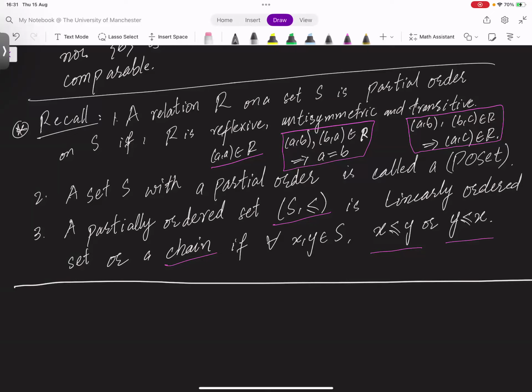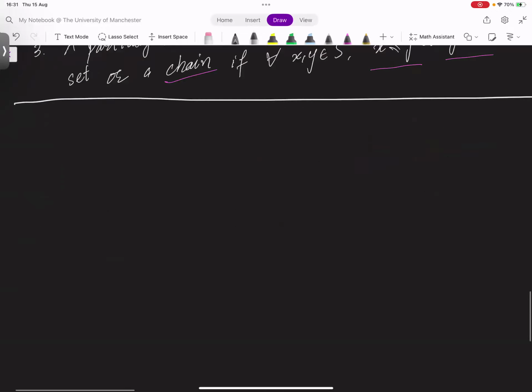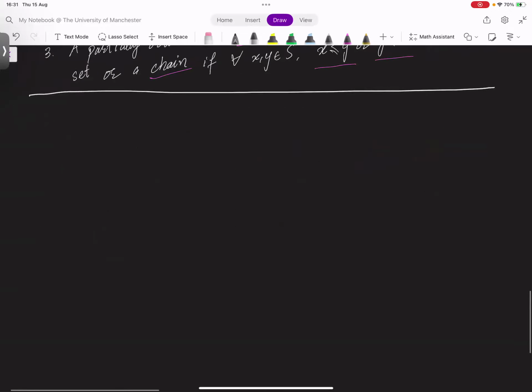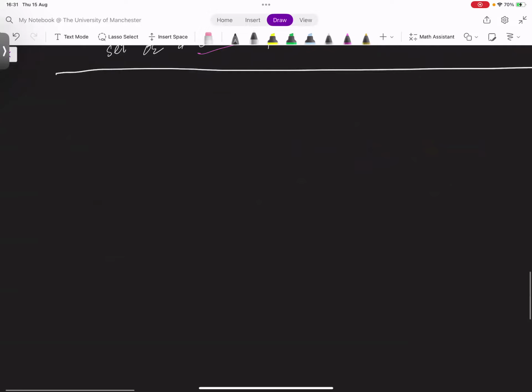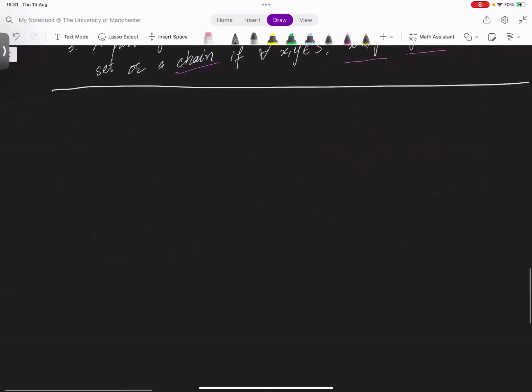Okay, now let's start today's lecture with a definition. So we have a definition about the upper bound and least upper bound, and then lower bound, and then greatest lower bound. So let's talk about that.